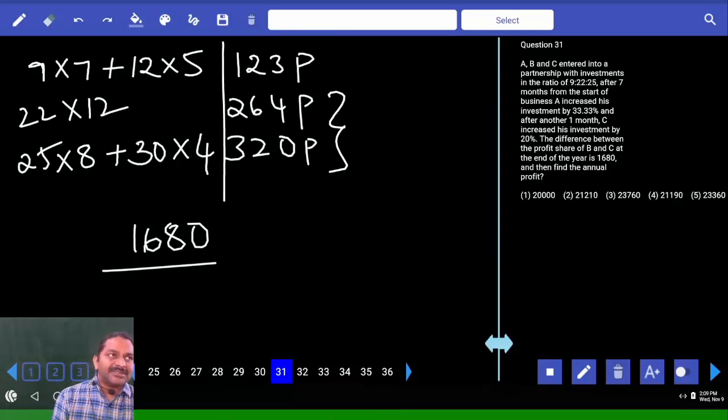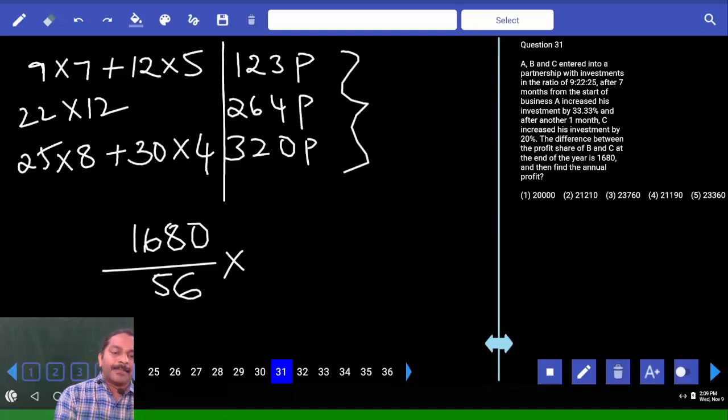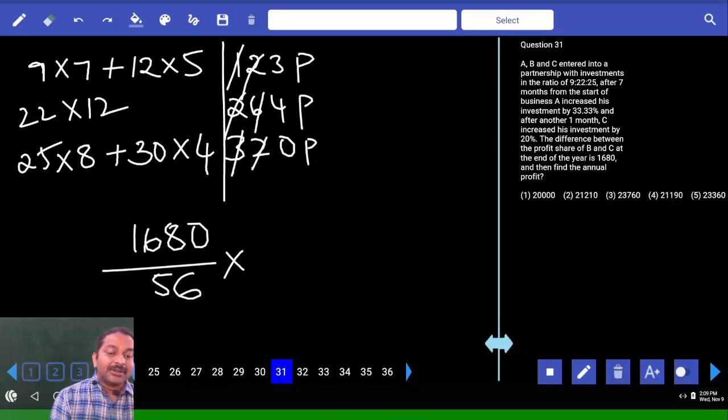How much is the difference? 56. One part is equal to 1680 divided by 56. And we were asked to calculate the total profit, so we have to add everything. Hundreds places: 300, 500, 600. Then 60, 20, 20, 100. Total 707.